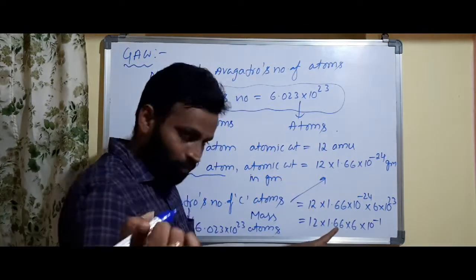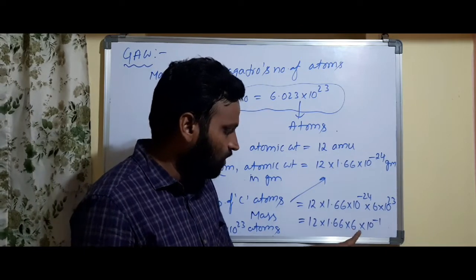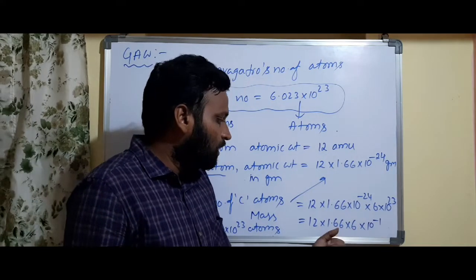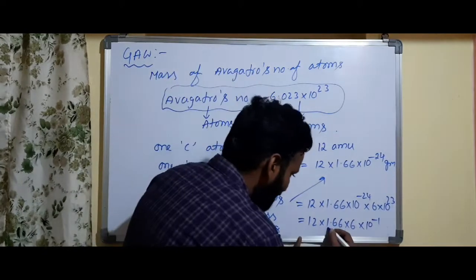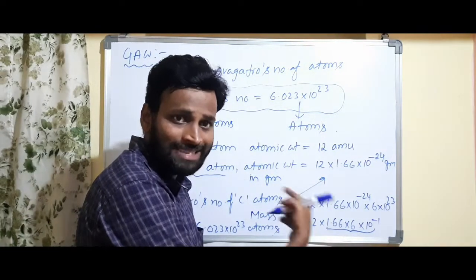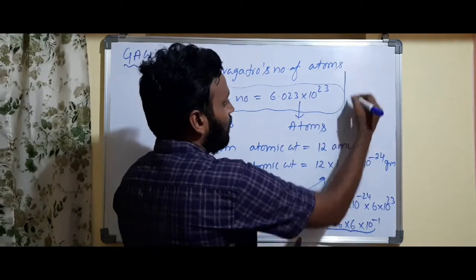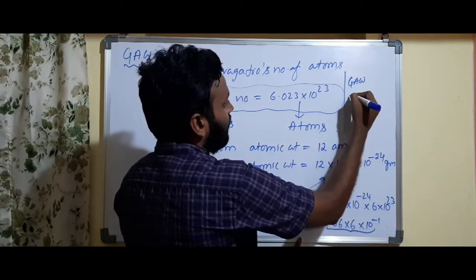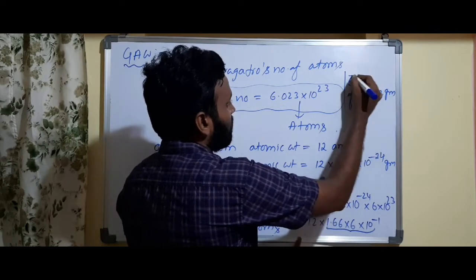If you simplify, you just multiply 1.66 into 0.6, you will get around 0.999 something, around 1. You can calculate after listening to the class. So 12 into 1, again how much will you get? So gram atomic weight of carbon means how much? 12 grams.